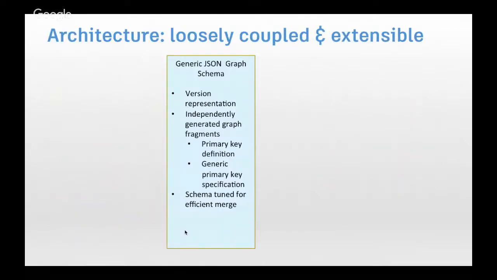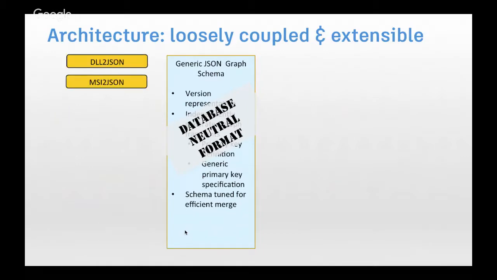So if you think about how the system is built, you have a very simple, generic JSON graph representation. It has information about the version of the component, and then you can independently generate graph fragments. And it has the notion of a primary key. So it's essentially a database-neutral format. It's a very simple JSON format.